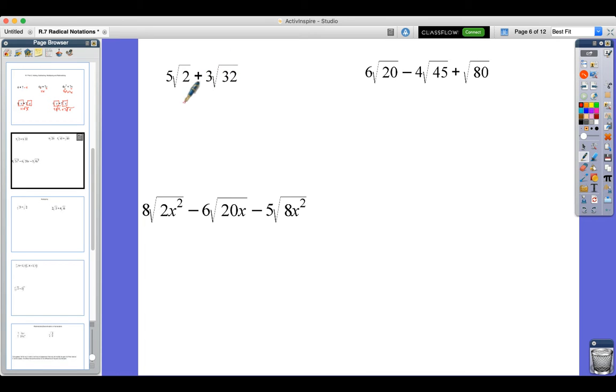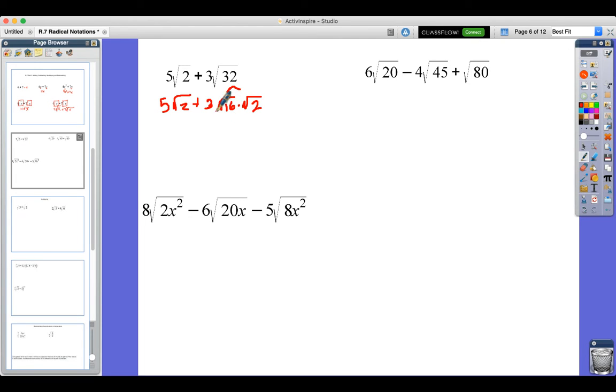So here I have 5 radical 2 plus 3 radical 32. Do these match? No, they don't. But can we simplify this? Yes, 32 can be simplified. What perfect square goes into 32? 16. So we split 32 into radical 16 times radical 2. We still have the 3 in front from the beginning. Everything drops down: 5 radical 2 plus 3 times the square root of 16 times radical 2.